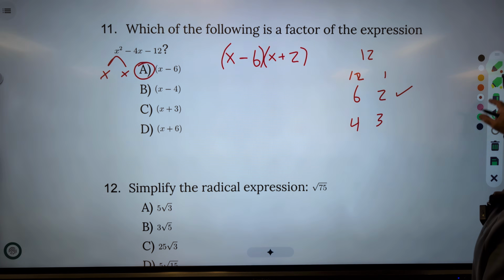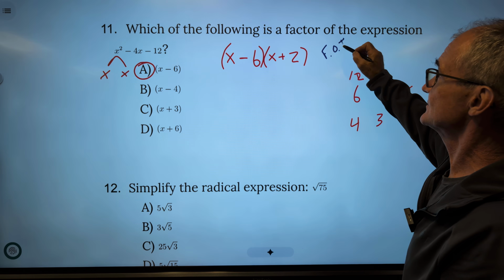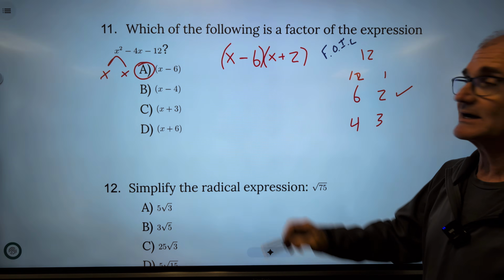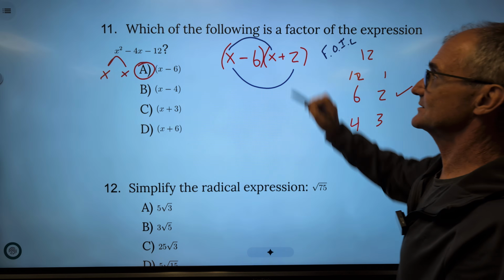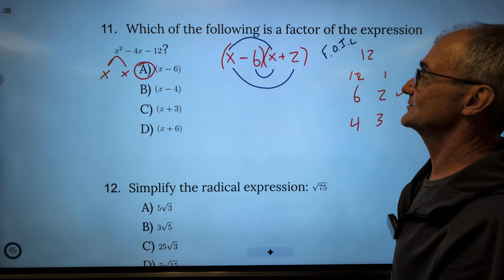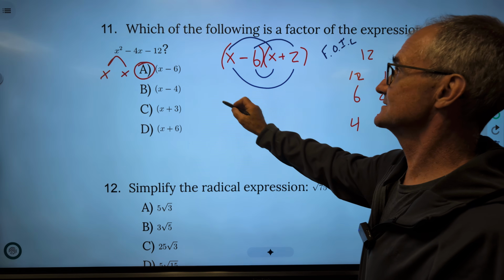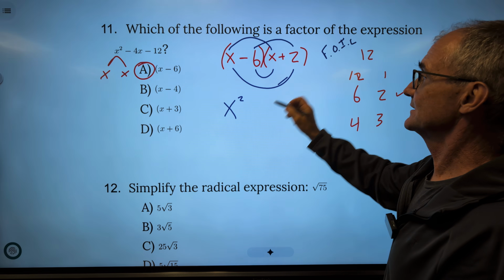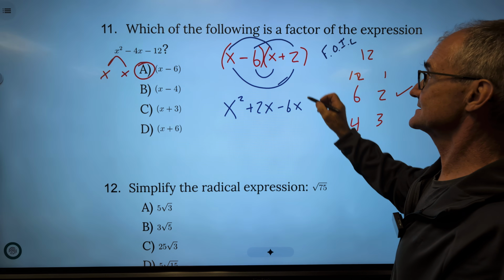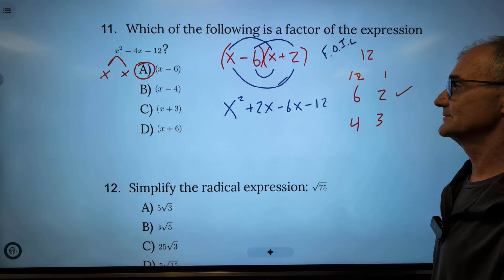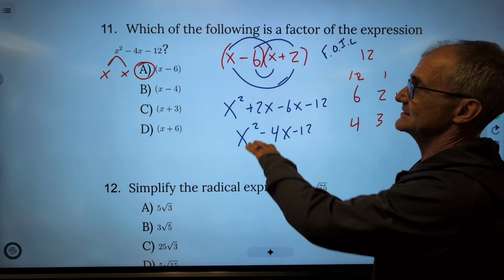Okay, let me just reverse this operation of factoring. The way you reverse factoring, I use a mnemonic device called FOIL, where you multiply the first terms together, O, the outer terms together, I, the inner terms together, L, the last terms together. First terms together, x times x is x squared. Outer is 2 times x. Inner is negative 6x. Last is negative 6 times 2. Combining similar terms, I get what I started with, and that's my check.